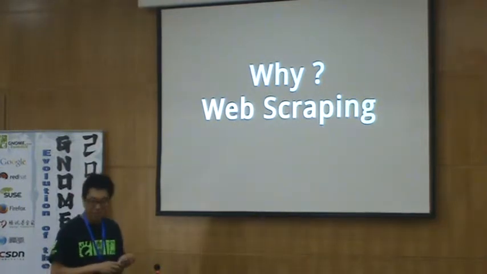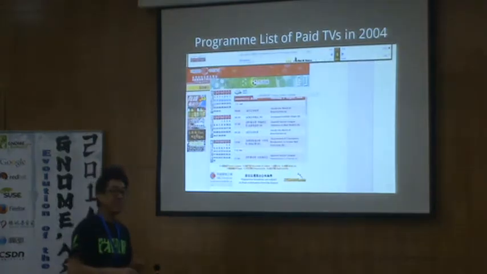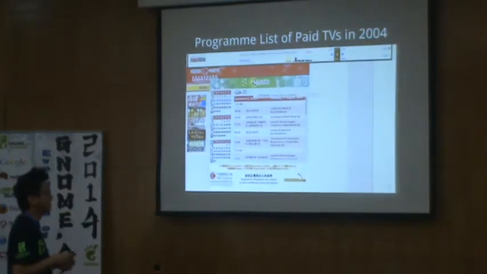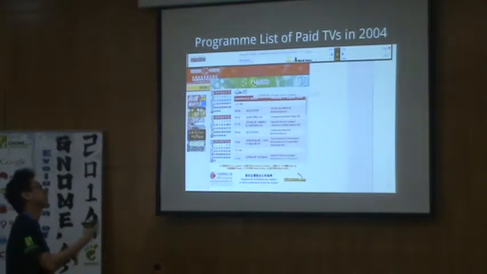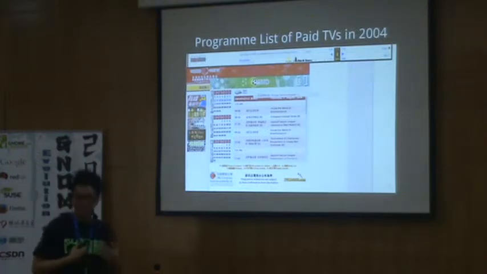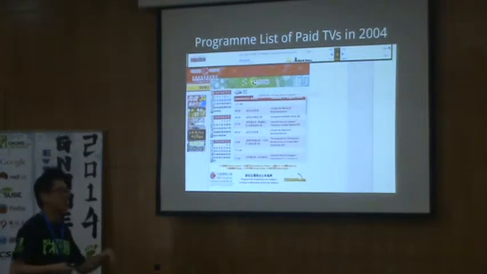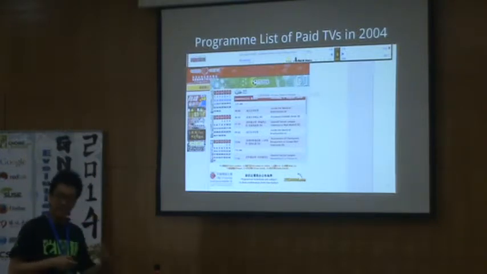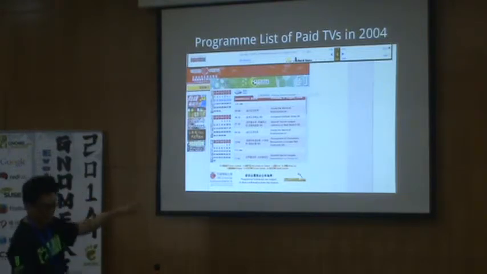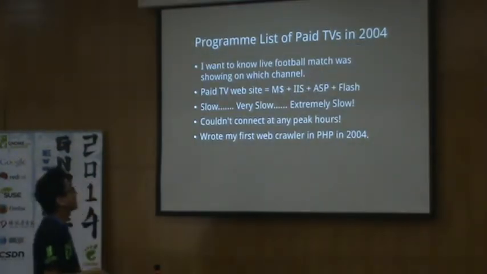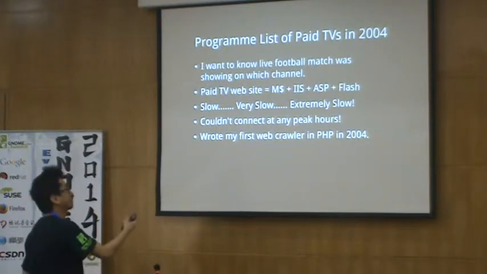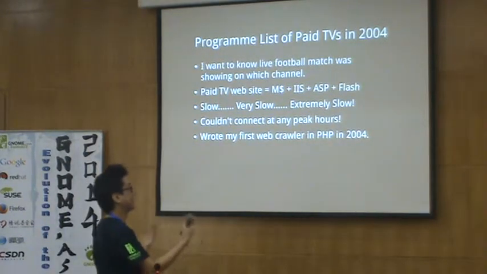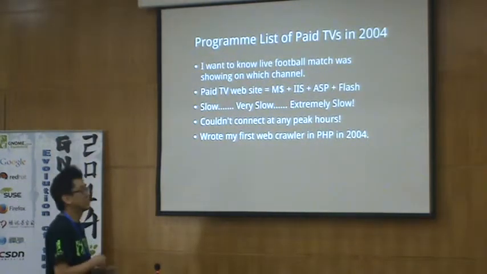So, why web scraping? When open data is not available. And this is the TV program schedule of one of the pay TV providers in Hong Kong. I like to watch football games, so I usually check which game will be live on which channel. But just before the game starts, when I go to the website, it is usually down because many people connect to the website. And why is it slow? You will understand why: they use Microsoft, they use IIS, they use ASP. So it cannot be accessed at any peak hour.